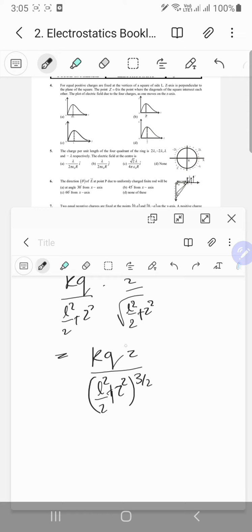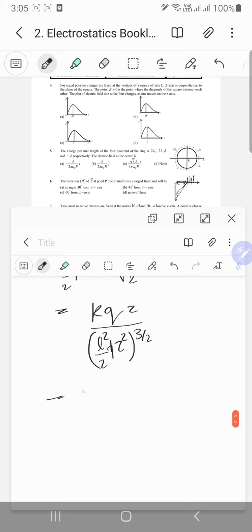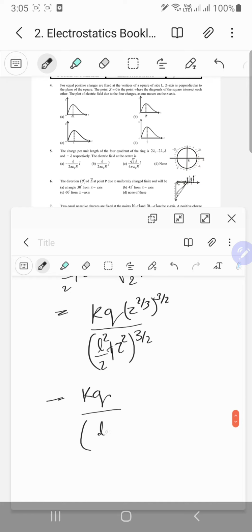So we need to involve this z over there. Okay, let's just do this. kq upon z to the power of 2 by 3, the whole to the power of 3 by 2, right? So something to the power of 3 by 2. This just goes and divides it. It's going to be L squared upon 2 into z to the power of 2 by 3 plus, well, z squared upon, it should be z to the power of 4 by 3. Yeah, that looks correct. And this to the power of 3 by 2.